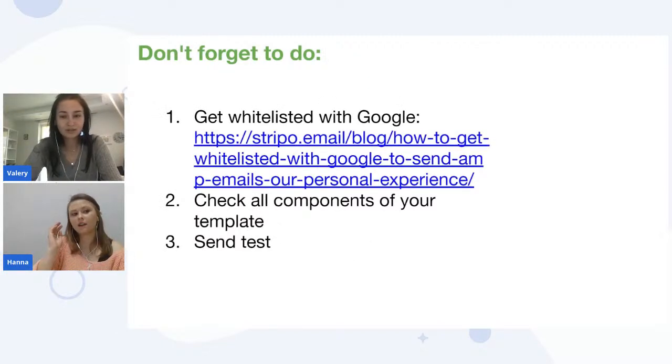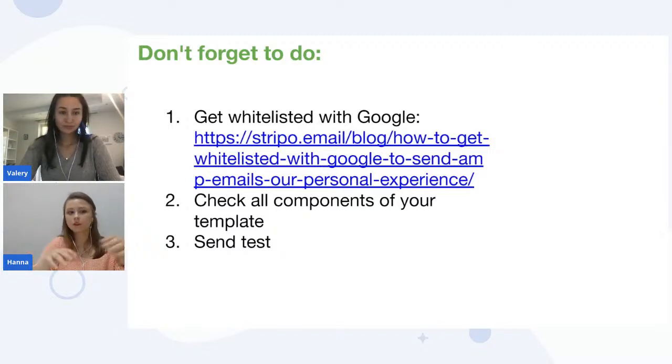Let's go. A couple of words on what you need to do before you start sending AMP emails. First of all, please get whitelisted with Google. I left the link to our article. We have a whole post about how to get listed with Google. I'm also going to keep the link to this presentation, so you can open it and look through it again and click all the links to make sure you don't lose anything.